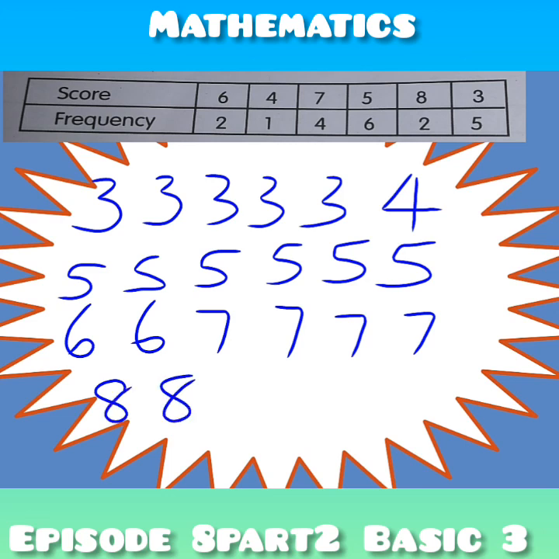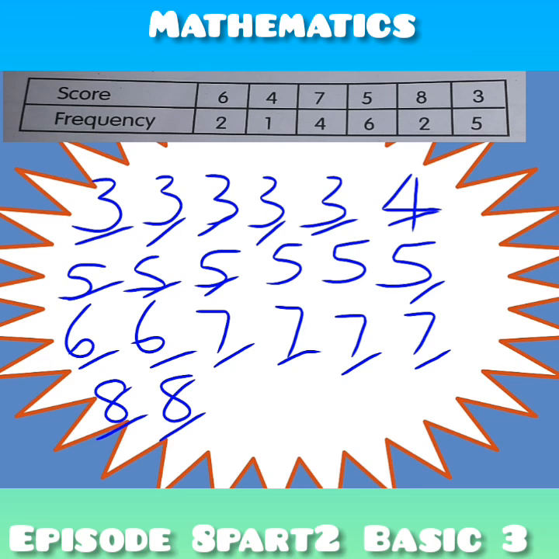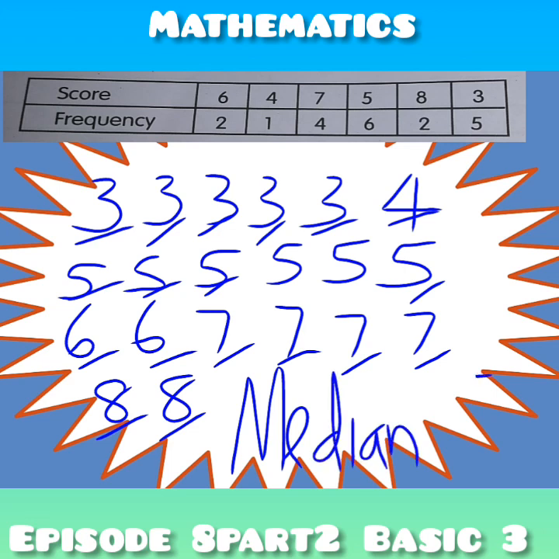We count from the front and from the back so that we can arrive at the middle point. 1, 2, 3, 4, 5, 6, 7, 8, 9, 10. Oh, we have 2 numbers, and that's just 5 because they are similar. Therefore, the median here is 5.